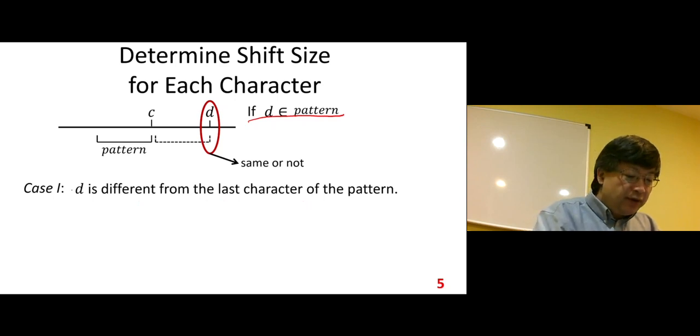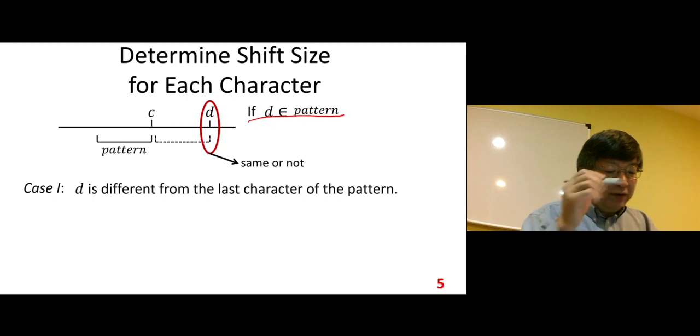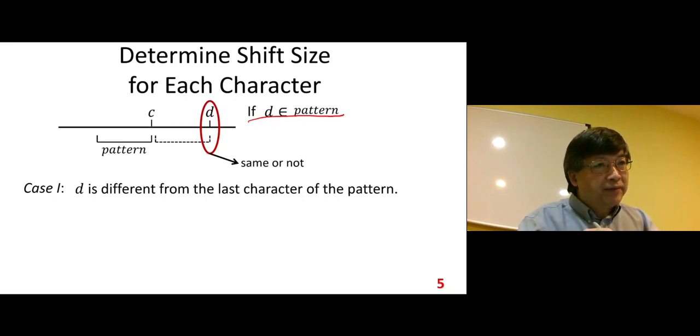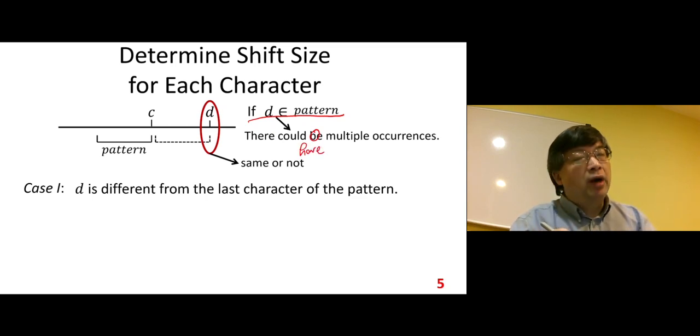so case one, D is different from the last character of the pattern. So D is different. Then this D could have multiple occurrences. Multiple occurrences, right? So we need to look at those occurrences.